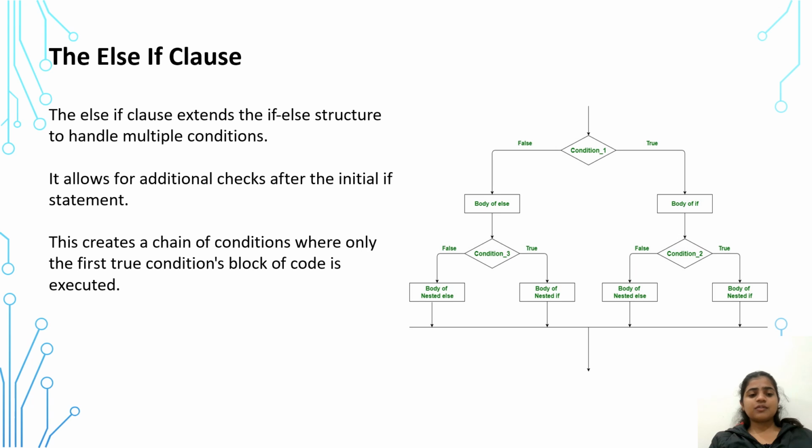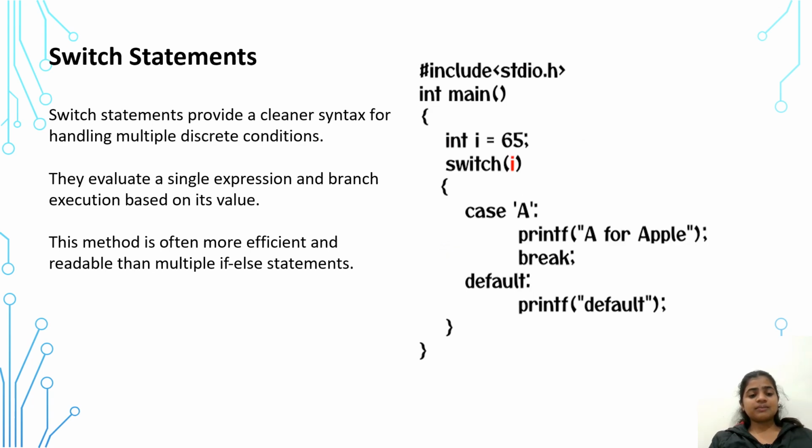Coming to the else if clause, the else if clause extends the if else structure to handle multiple conditions. It allows for additional checks after the initial if statement. This creates a chain of conditions where only the first true condition's block of code is executed.